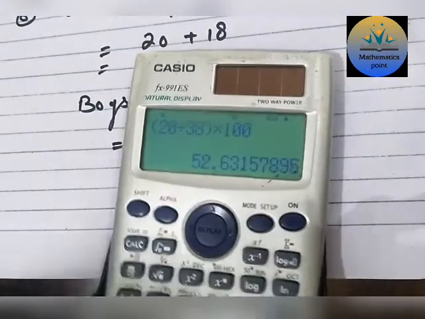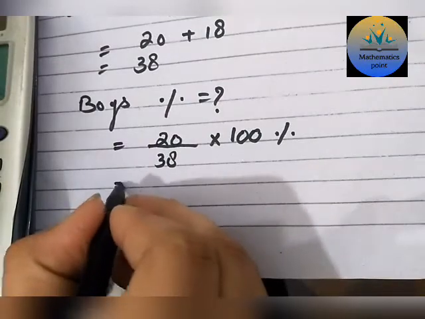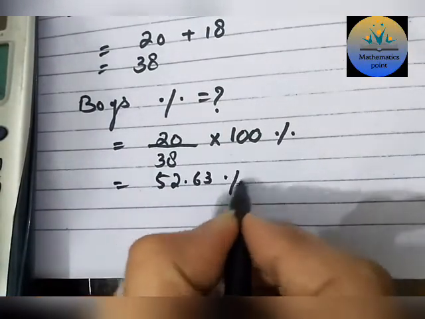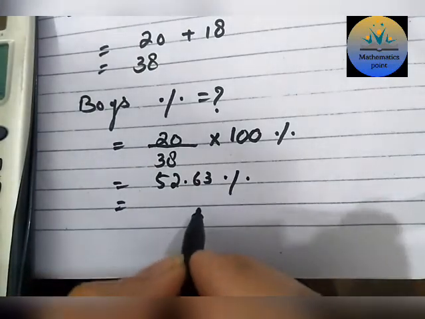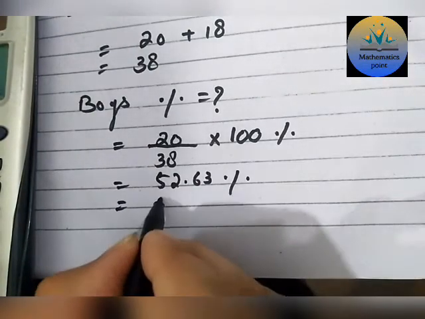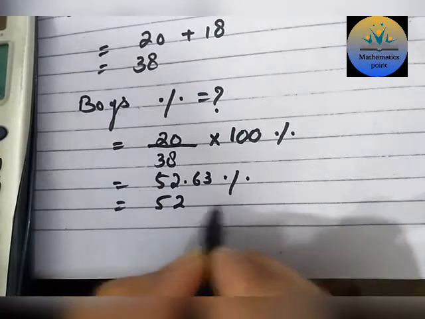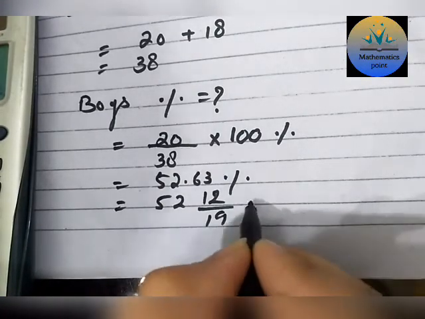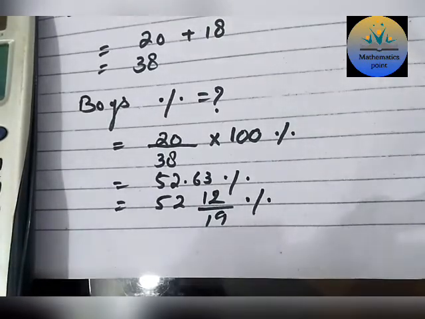Or you can also write this answer in the mixed form. It is 52.63% of the boys, or if you want to write it in the mixed form, it is 52 whole 12 by 19% of the boys. Now we will find the percentage of the girls in that class.